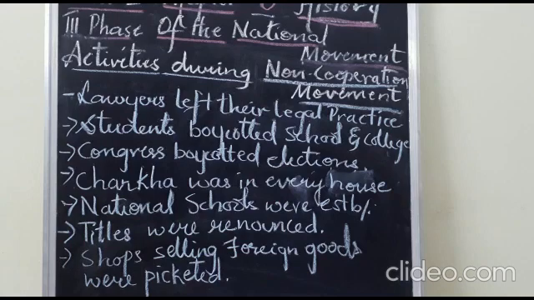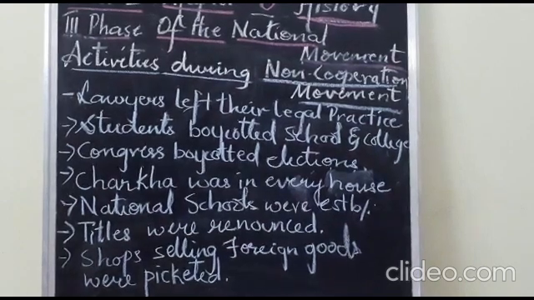The honorary titles were renounced. Gandhiji, who was conferred with Kaisar-i-Hind, gave back his title, and Rabindranath Tagore, who received the knighthood, also returned the titles. Shops selling foreign goods were picketed, and these goods were put at the crossroads, and the Indians created a bonfire out of them. People generously donated to Tilak's fund.